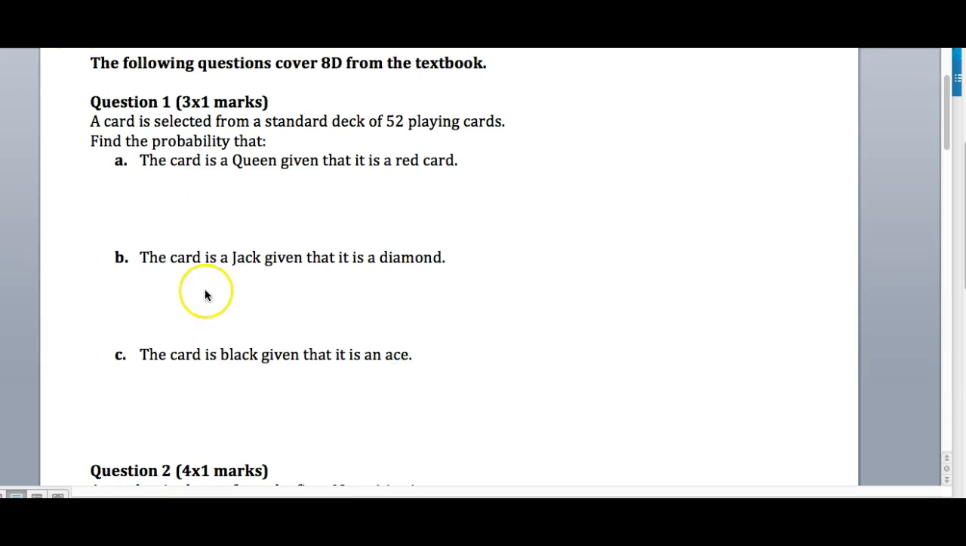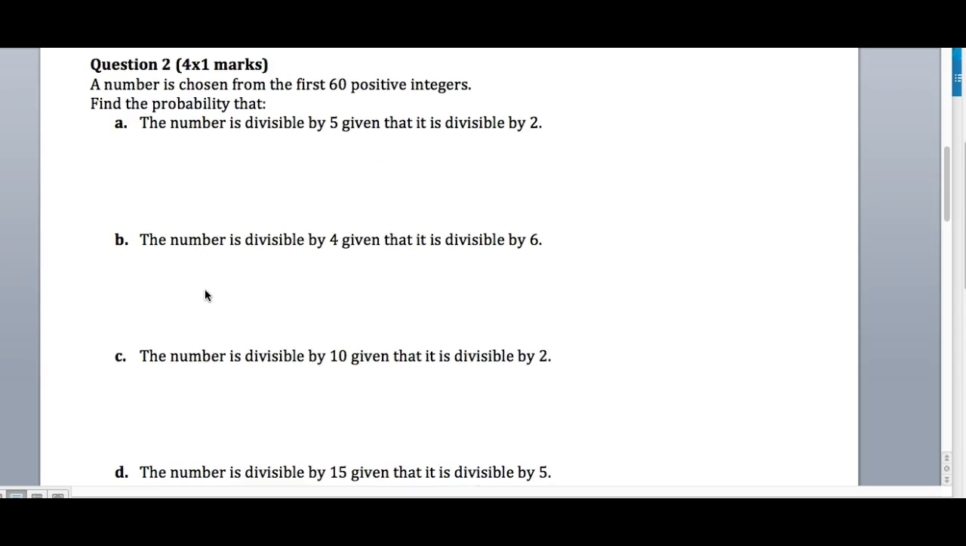Okay, let's move on because we'll make a video short. Question 2, a number is chosen from the first 60 positive integers. So remember the word integer just means a whole number. Okay, so like 1, 2, 3, 4, not a half, 0.6, stuff like that. An integer is a whole number. Find the probability that the number is divisible by 5, given that it is divisible by 2.